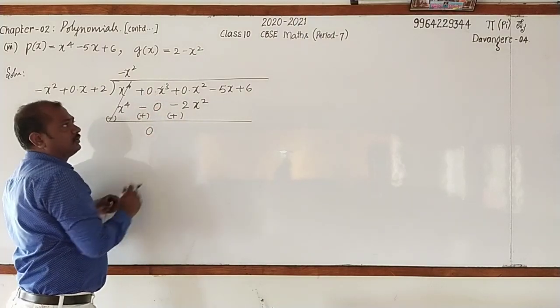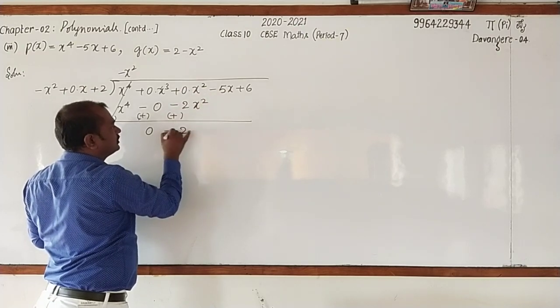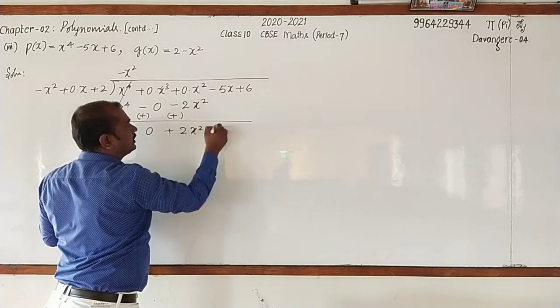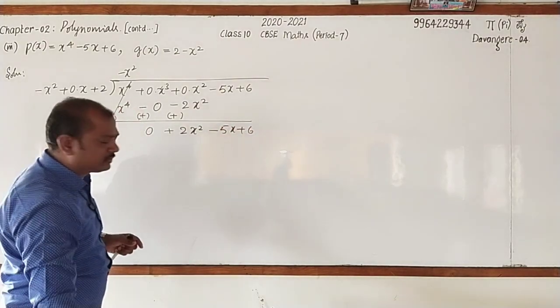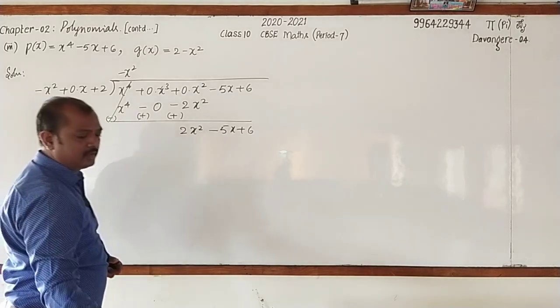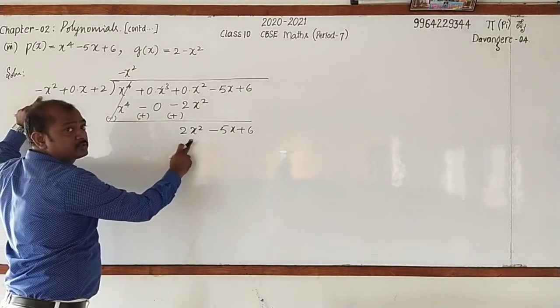Or else you can write 0. Next, here, 0 plus 2x square. It is plus 2x square. Carry down, minus 5x plus 6. Next, you no need to consider the 0. Now you tell, what should be multiplied with minus x square to get plus 2x square?